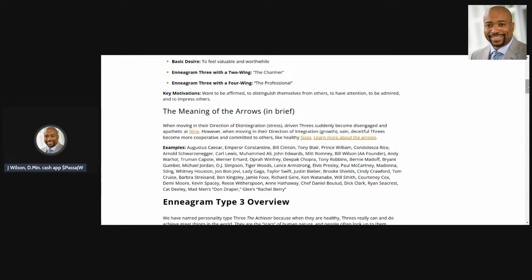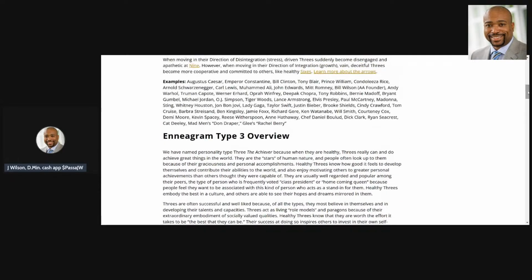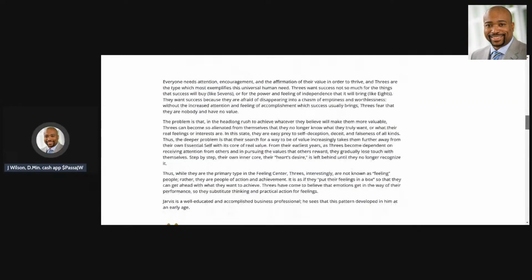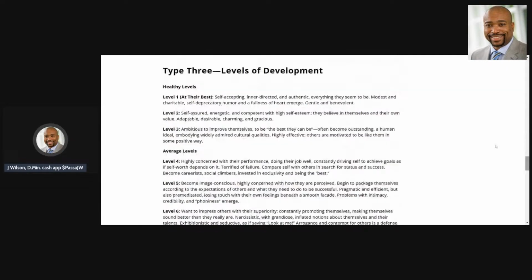impress others. And so these are some of the people who were achievers: Augustus Caesar, Constantine, Bill Clinton, Tony Blair, Prince William, Condoleezza Rice, Carl Lewis, Oprah Winfrey, Deepak Chopra, Tony Robbins. You notice that a lot of these people are in the movie industry. You all know that a lot of these people are in entertainment. So let's look at their levels of development.